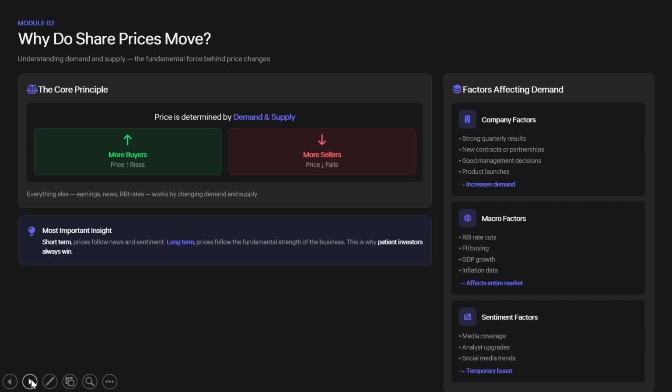Why do share prices move? This is one of the most common questions I get. Why does a stock price go up or down? The answer is pure demand and supply. Price rises when more people want to buy than sell. Price falls when more people want to sell than buy.